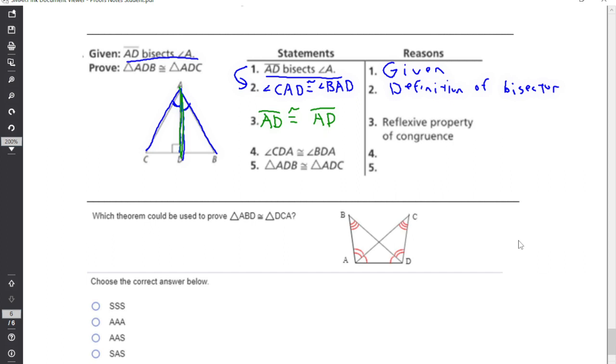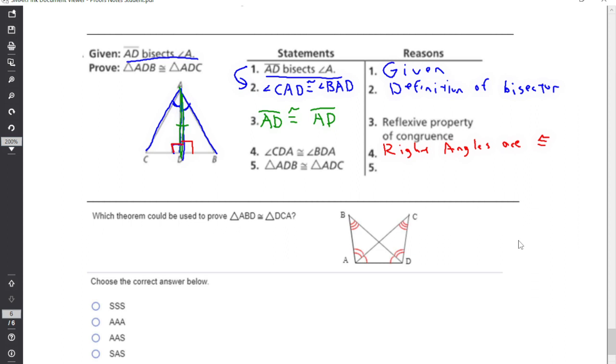Then our next step is saying that CDA, that's this angle right here, is congruent to angle BDA. Well, what's our reason for that? It's because both of them are right angles. Those are both right angles. So our reason is going to be that right angles are congruent. Any right angle is 90 degrees, so it needs to be congruent to any other right angle.